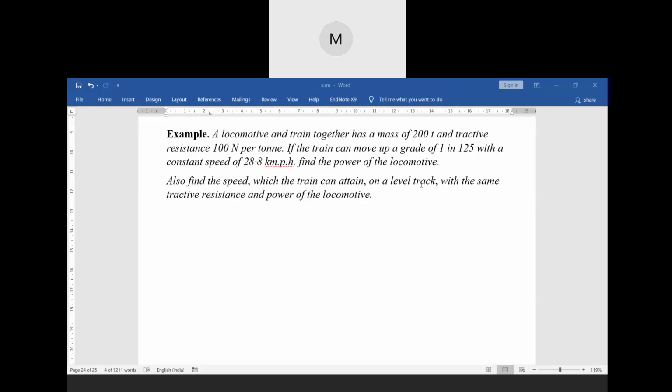Yes, I got it. So work done per second, that means in 1 second how much work is done. So that can be done as what? Force into distance. Yes or no? I mean, force into the speed. Yes or no?